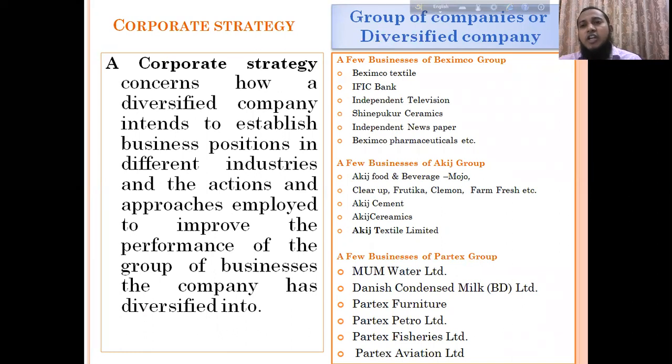And usually a corporate strategy is formulated for a diversified company in order to make a strong position of each and every business the company operates. Not only that, but a corporate strategy also concentrates on how to improve overall business performance of a diversified company. Just look at the slide.